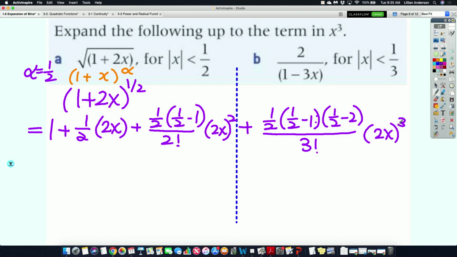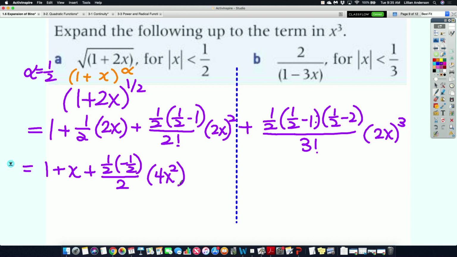Now at this point it's just a matter of simplifying, okay? Our first term is going to stay a 1. What is half of 2x? Just x. Now here, we might need to do a few algebra steps. First off, what's 1/2 minus 1? So right now I have 1/2 times a negative 1/2 all over, what's 2 factorial? 2.